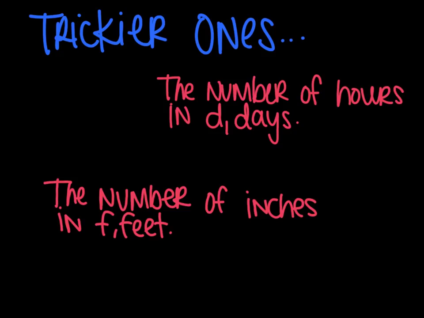There are a little bit trickier ones. These ones involve some more thinking. So the number of hours in D days. Well, the number of hours in an unknown number of days. So how many hours are in one day? Well, there's 24 hours in one day. So I have to take 24 hours and times that by however many days I have. So my answer is just that, 24 times D.